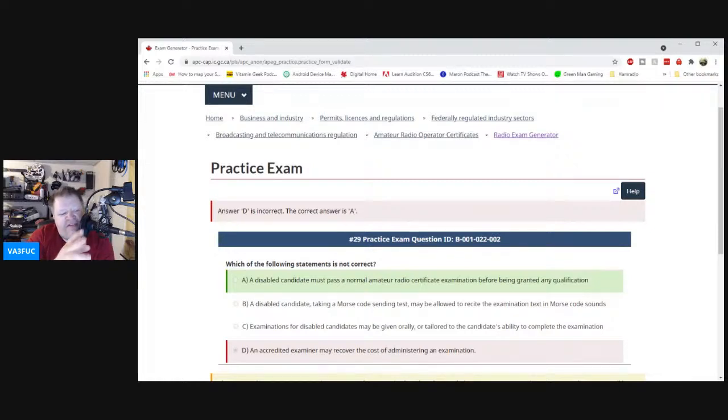But this is kind of interesting, the way that they're wording this. From what I know, disabled candidates still have to write the same exams as we do. But are they saying before they grant any qualifications, they would still have to pass the examination? I must be reading a little bit into this. But I always thought that the examiners are not allowed to recover any costs, if I remember correctly. But then again, I could have that mixed up with something else. But yeah.